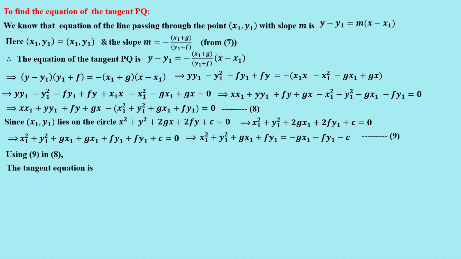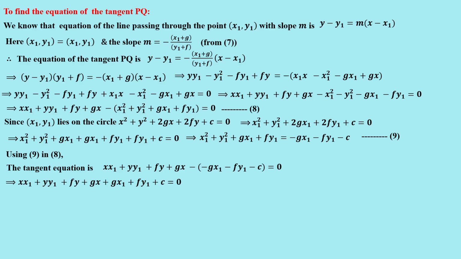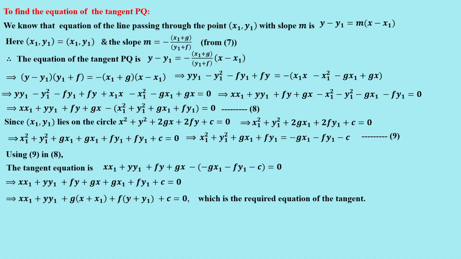Using 9 in 8, the tangent equation is x x1 plus y y1 plus f y plus g x minus g x1 minus f y1 minus c equal to 0, and multiplying with minus in that particular term, x x1 plus y y1 plus f y plus g x plus g x1 plus f y1 plus c equal to 0. Now for the g terms, there are two terms, g x and g x1. Take g outside: g into (x plus x1). Similarly for the f terms, f y and f y1, taking f outside: f into (y plus y1), plus c equal to 0, which is the required equation of the tangent.